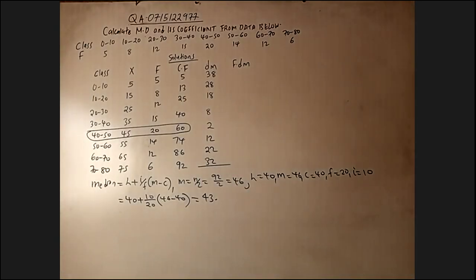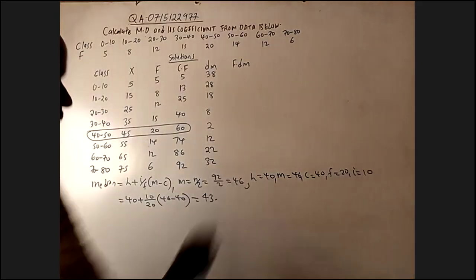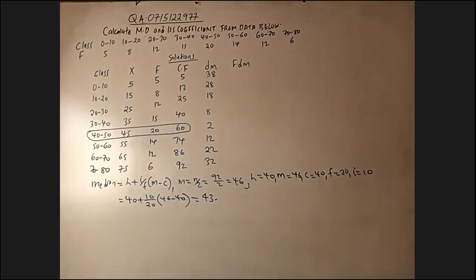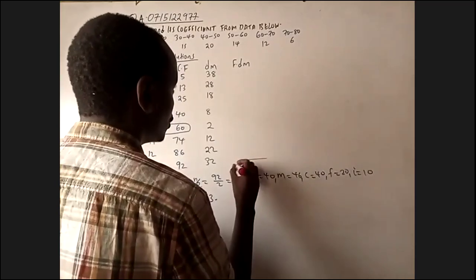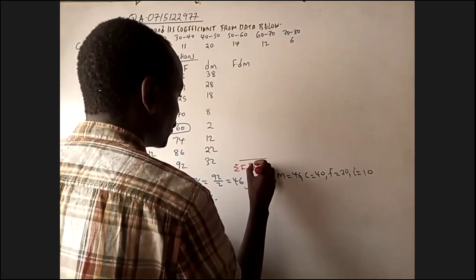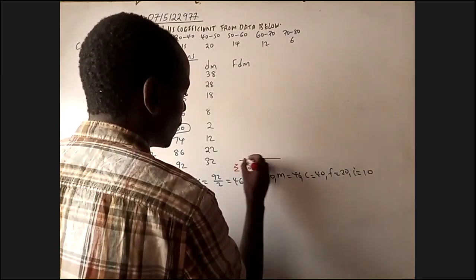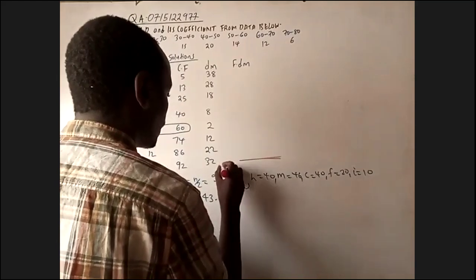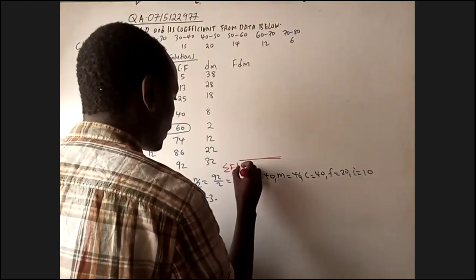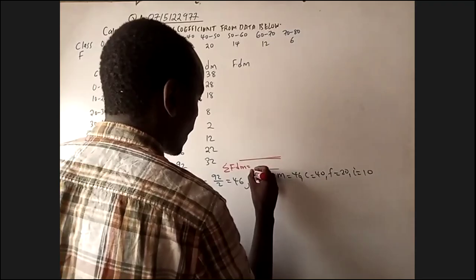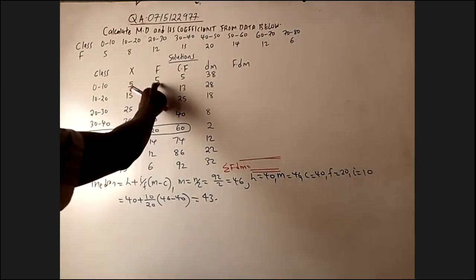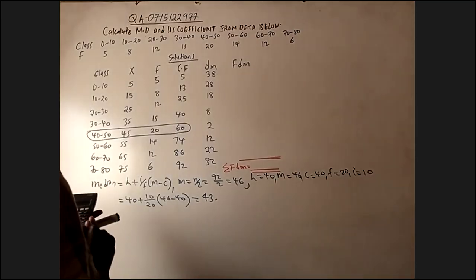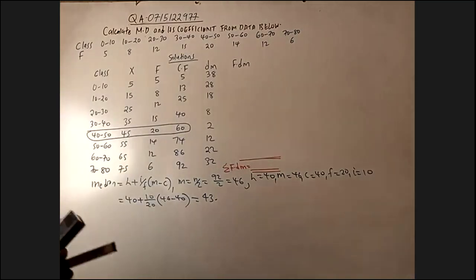Summation. Okay, we don't need that one actually. The summation that we need is the second one, the summation of FDM. So that's what we need. So we start. F, that item is 5, times 38, this one is 190.